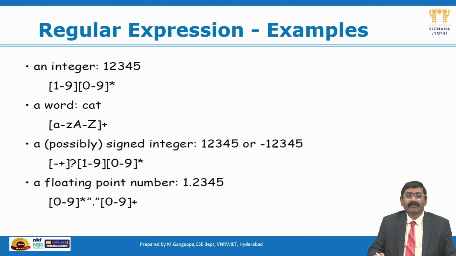Similarly, a word is a sequence of characters, already we know that. So in order to recognize the sequence of characters, here we can use one character class, that is capital A to Z, plus. Already you know that plus is the symbol. With the help of that we can recognize one character or more than one character. And similarly, the signed integer format can be either a positive integer or a negative integer.